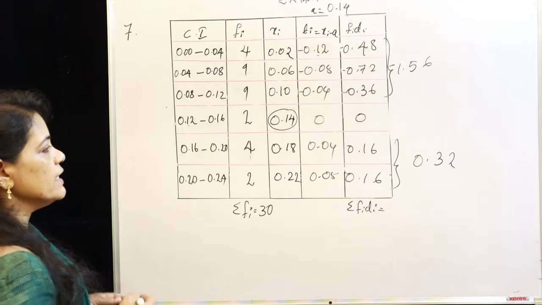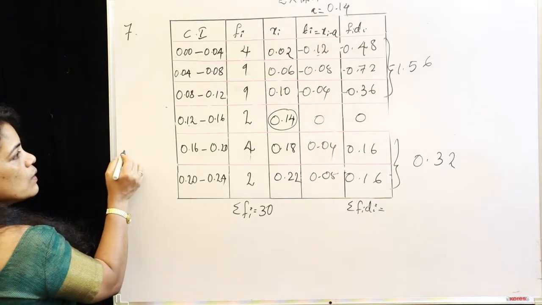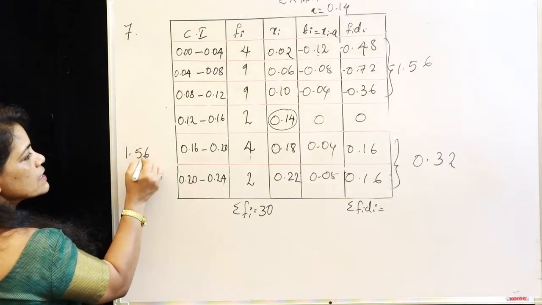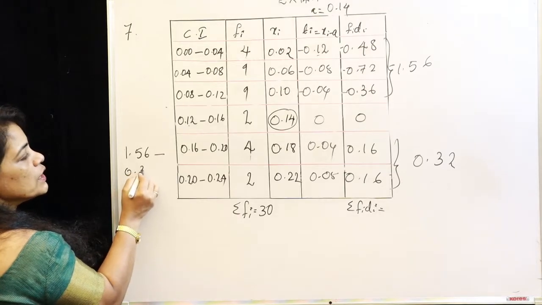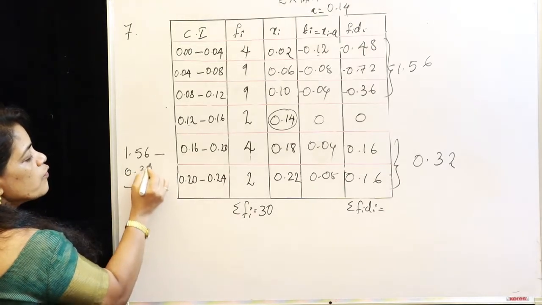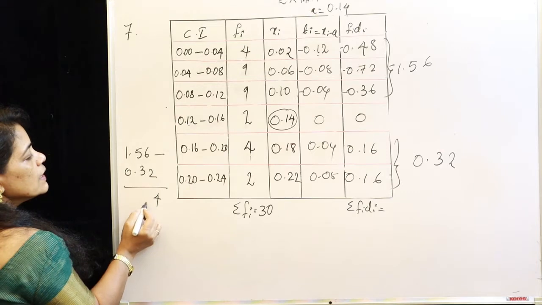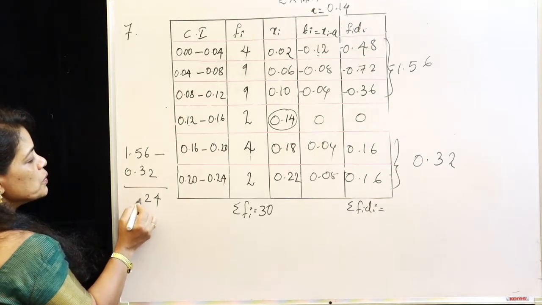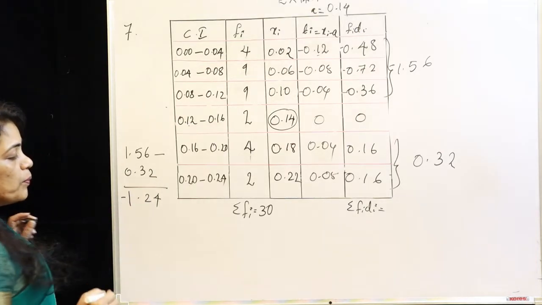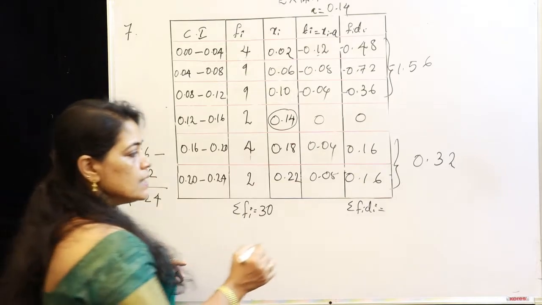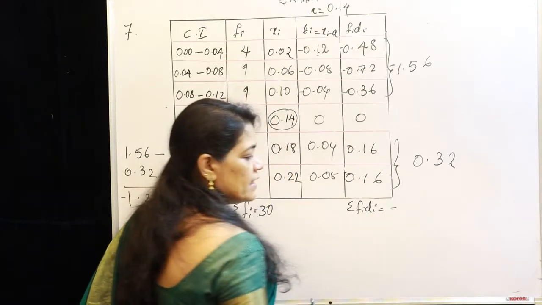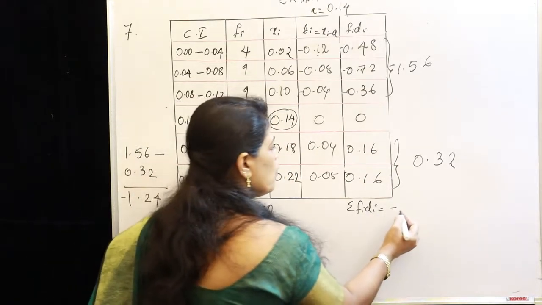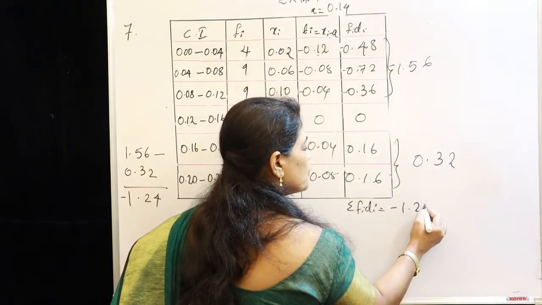Then we can subtract. Okay, that means 1.56 minus 0.32. Okay, 4. Okay, then 5 minus 3, that is 2. So 1.24, that is sigma fidi is negative 1.24.